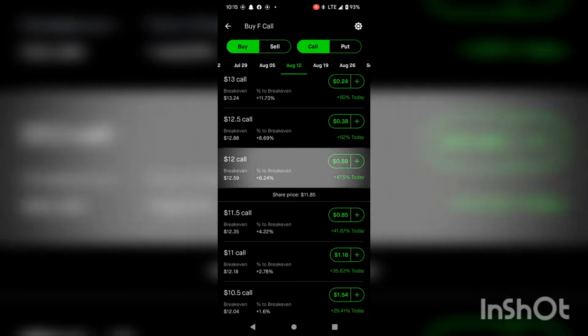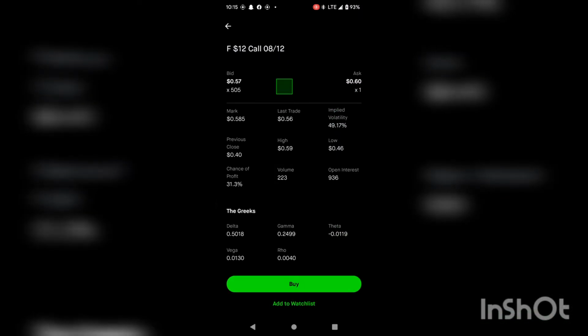So let's check it out. All right, so here we go. It's the $12 call ending on August 12th. So what you're saying is that you would like to purchase the right to buy 100 shares at $12 a piece from now until August 12th.